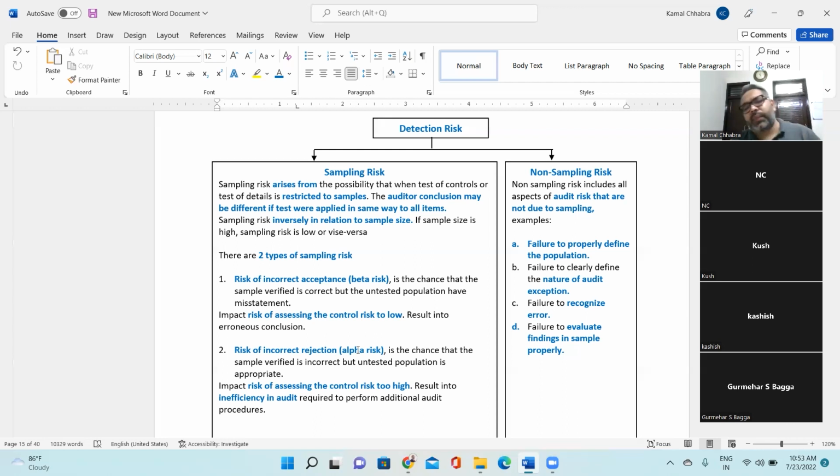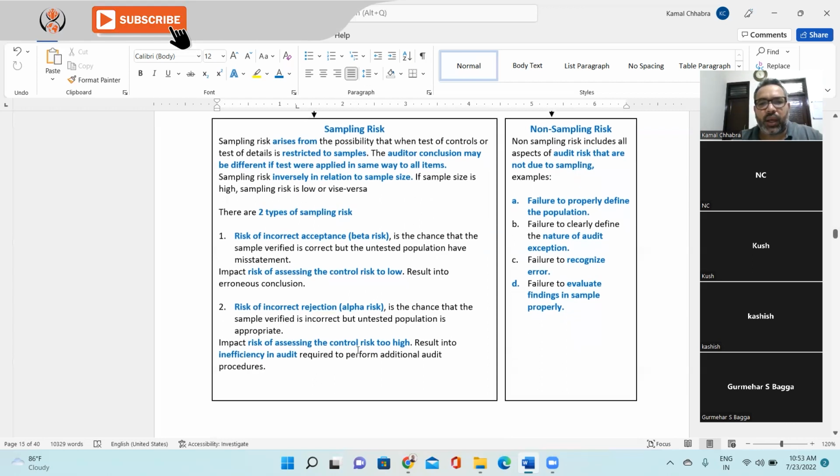The second point is risk of incorrect rejection. The same way you have incorrectly accepted the population, you can incorrectly reject the population also. For example, you have tested 25 samples and out of which you found mistakes in 5 samples. So your expectation is that 20% of the population is wrong, right? If you just do the math, you are expecting that 20% of the population is wrong. As 20% of the population is wrong, I cannot rely on control, right? Because it is less than 90%, you are not able to rely on control.